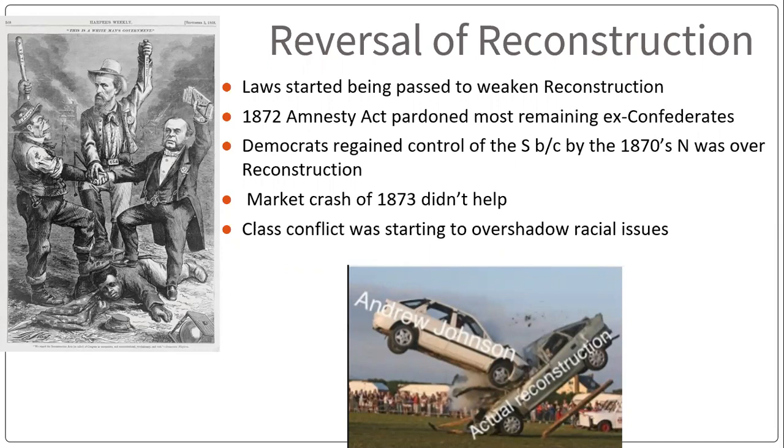There's going to be an economic market crash in 1873, so there's going to be a shortage of money, which means Northern troops that are in these Southern military districts are going to be getting pulled back. So there's less military enforcement of the Reconstruction laws. All right. So we're going to start seeing the ability coming into play for them to undo the good work that was done.